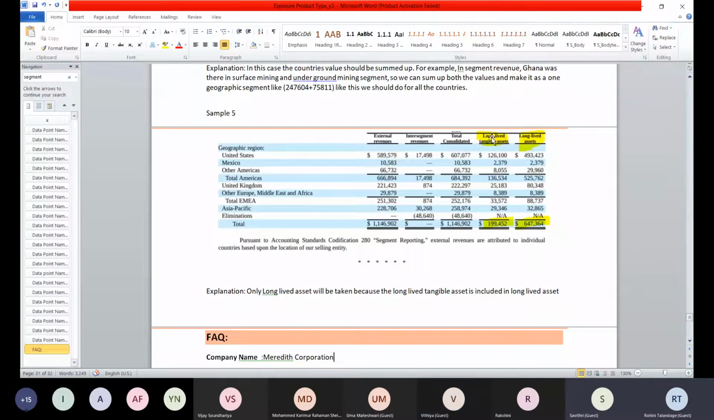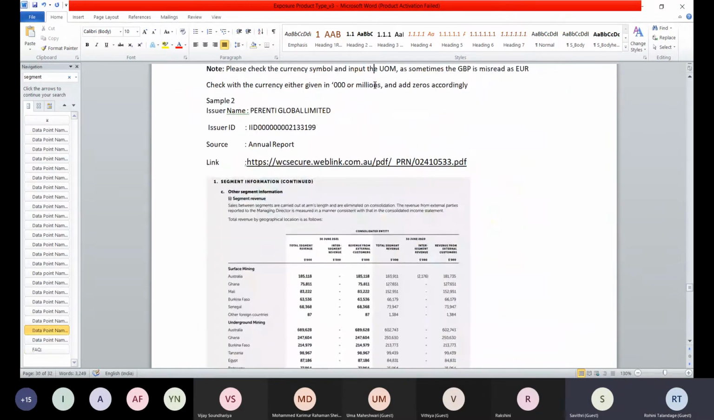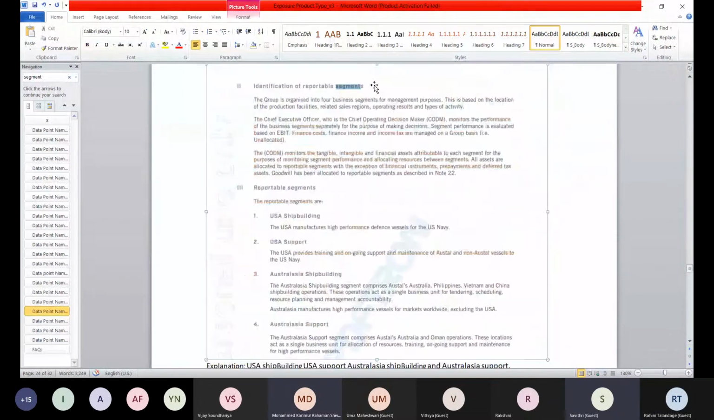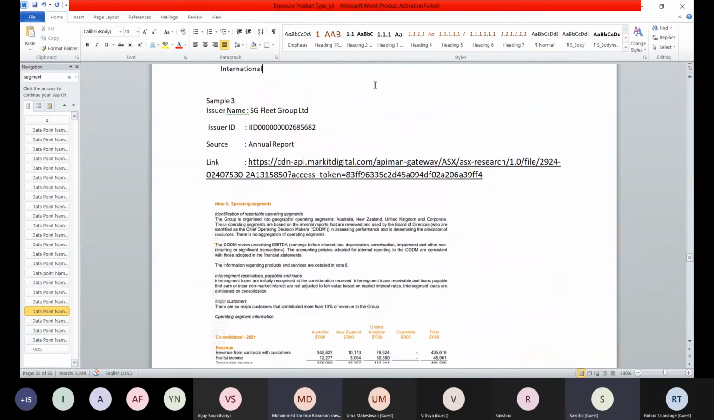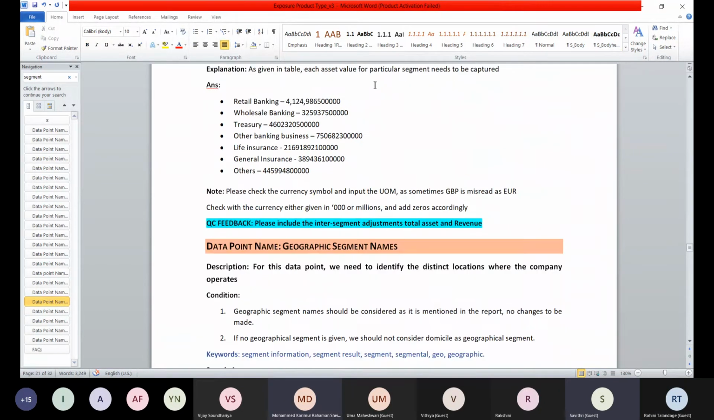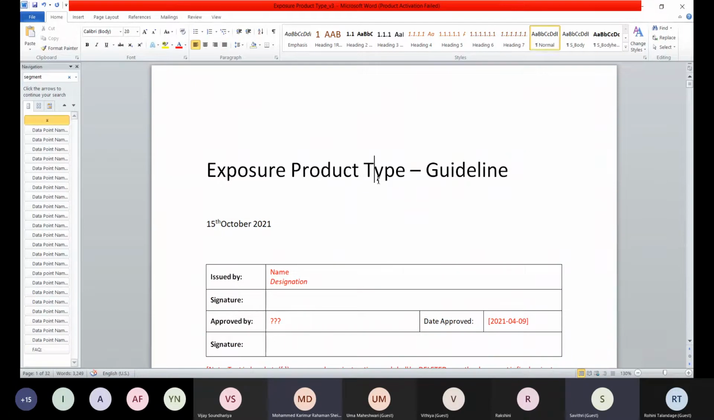Now here you can see long-lived assets, tangible assets they have given. That will be available in different forms. Team, please make sure not every company will publish in the same way, same method. The disclosure will differ from country to country. For example, the US companies and UK companies will disclose in one kind of method, and some Chinese companies, Japanese companies, they will disclose in a separate method.